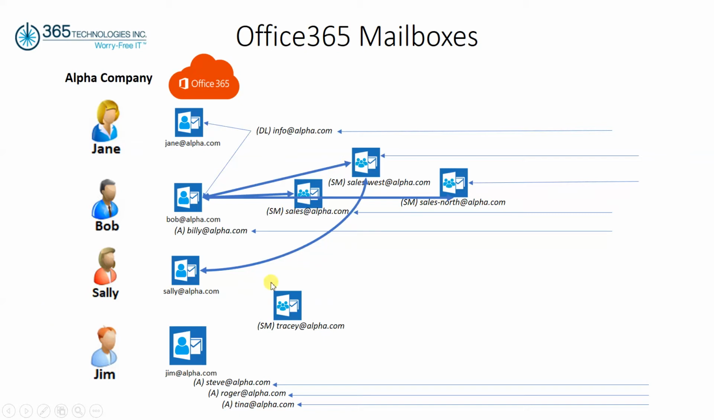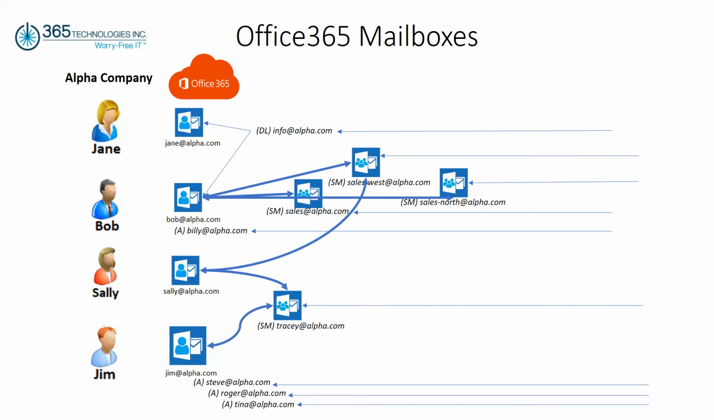Maybe there's an employee that's gone on mat leave or something named Tracy, and while she's gone, both Sally and Jim want to have access to her email. So that's fine, that's free as well. Shared mailboxes are free. So in this example here, as you can see, I've got 1, 2, 3, 4, 5, 6, 7, 8, 9, 10, 11, 12. I've got 13 email addresses, but I'm only using 4 user mailboxes.